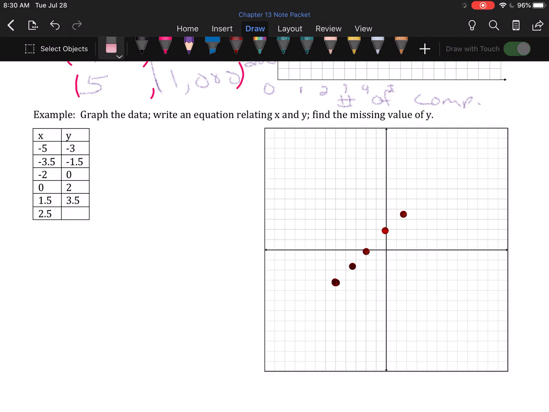So we have graphed the data. You only have to graph the complete ordered pairs. You do not have to go back and graph this once we figure out what's missing. Okay, that's free. You don't got to graph it.